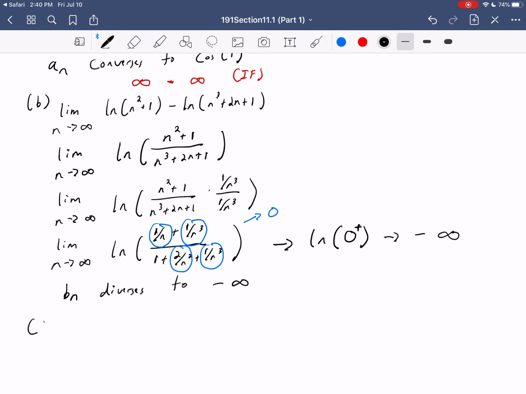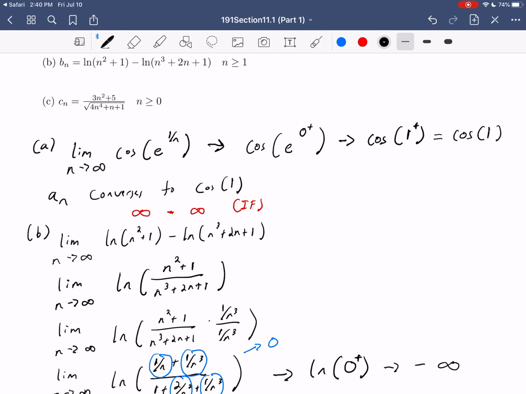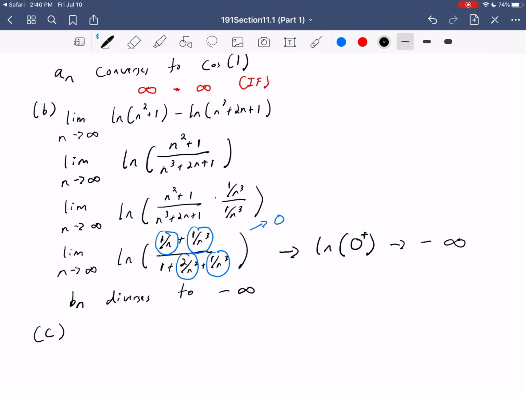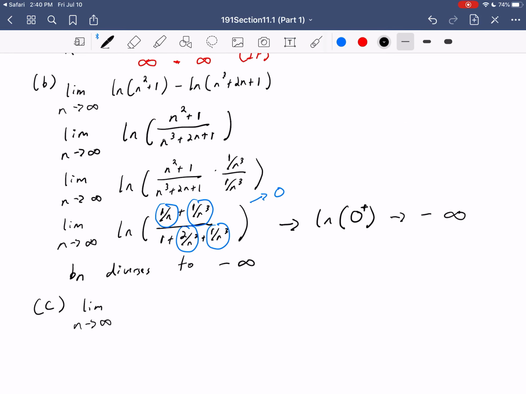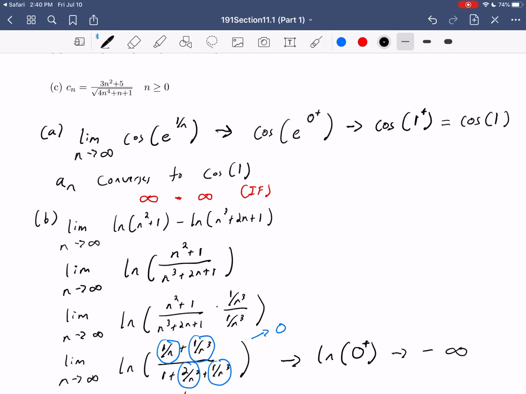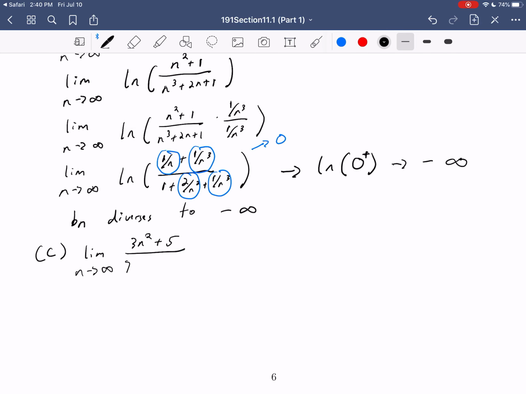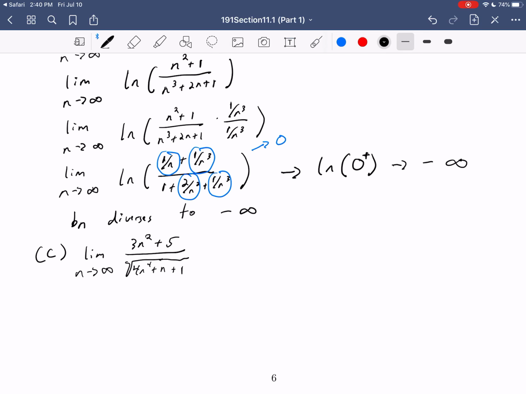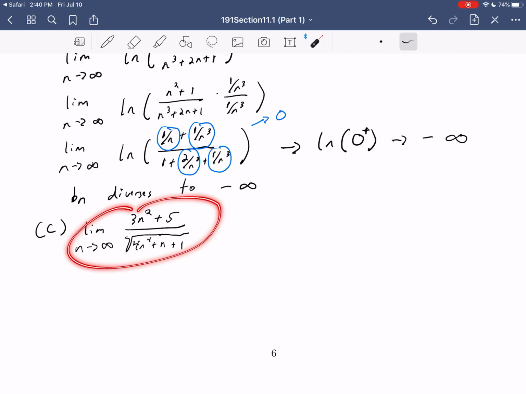Okay, we've got one last one here for C. We want to take the limit as n goes to infinity, and looks like we have 3n squared plus 5 over the square root of 4n to the 4th plus n plus 1. Yep, there we go. All right, we want to analyze this. Let's try the same thing. Let's try to pick out the largest power in the denominator.